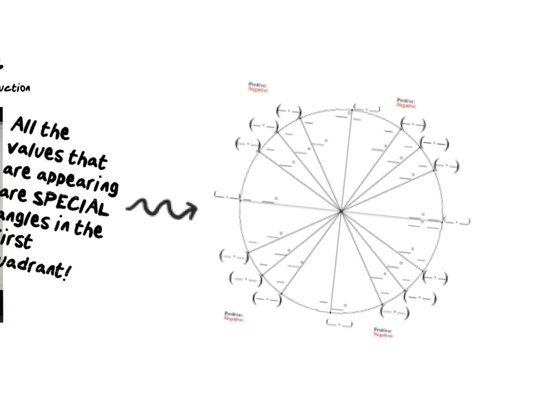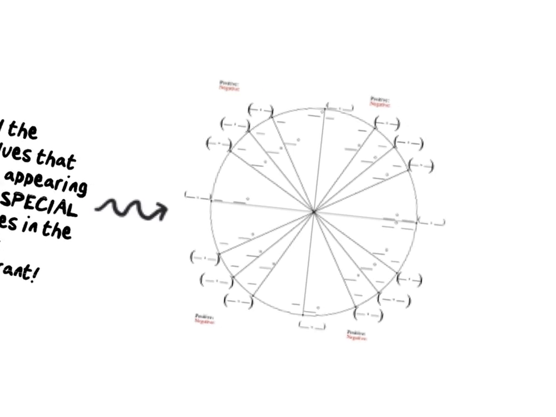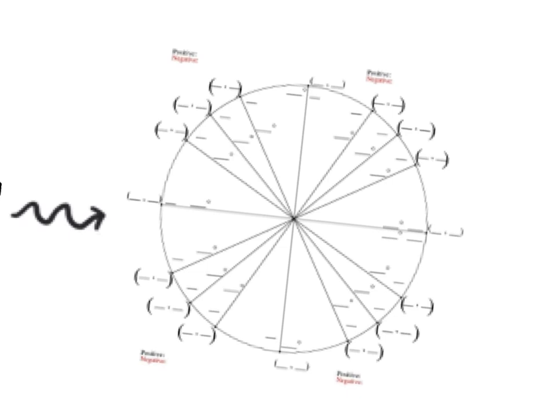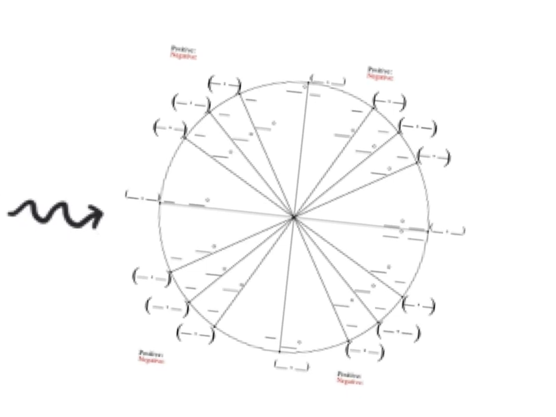So here's a blank unit circle. I would start by getting the first quadrant filled in. All right, so everything's gonna start with 0 degrees. After 0 degrees is 30 degrees, then up to 45 degrees. Then 60 degrees, then at the very top of the unit circle, we have a value of 90 degrees.